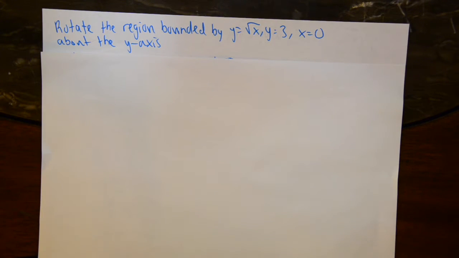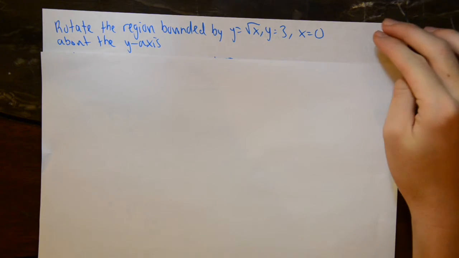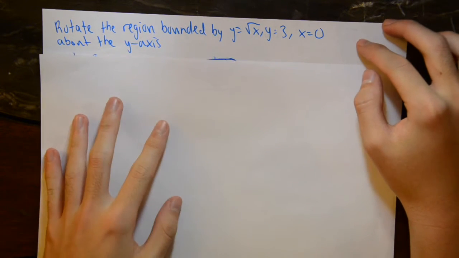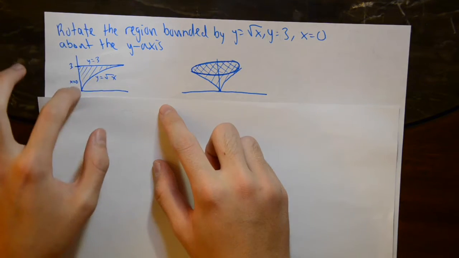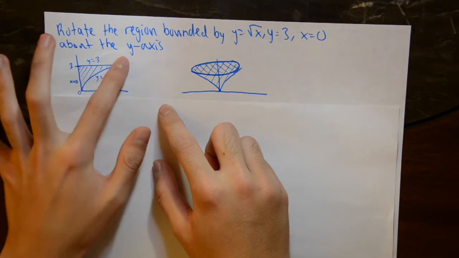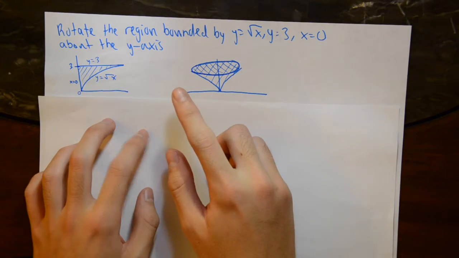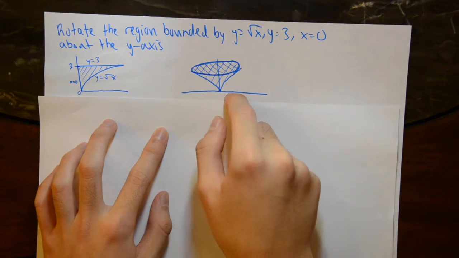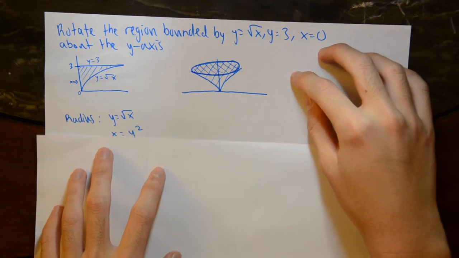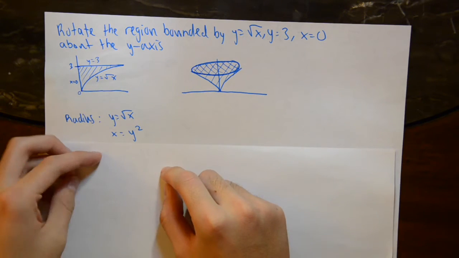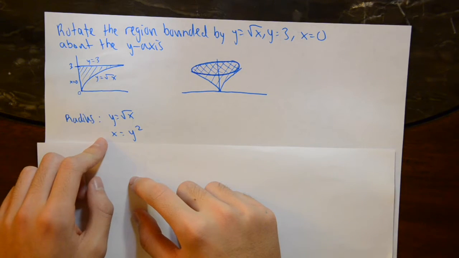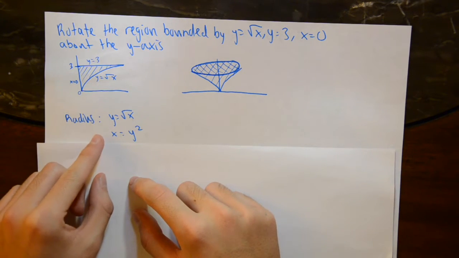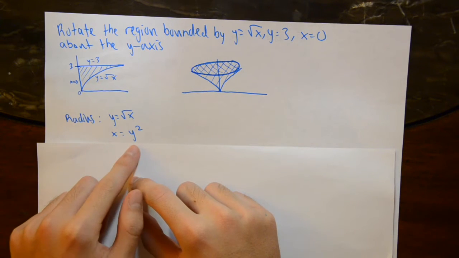So the first problem is rotate the region bounded by y equals root x, y equals 3, x equals 0 about the y-axis. So first we want to sketch out what the problem is asking for. So we have x equals 0, y equals 3, y equals root x. And when you rotate about the y-axis, you'll get something that looks like this. And first we want to identify what the radius is, and it's going to be y equals root x. But because we're rotating about the y-axis, we want to write it in terms of y, so x equals y squared.